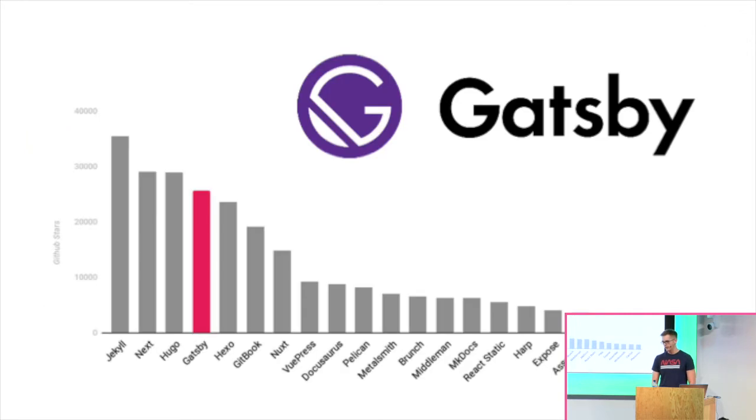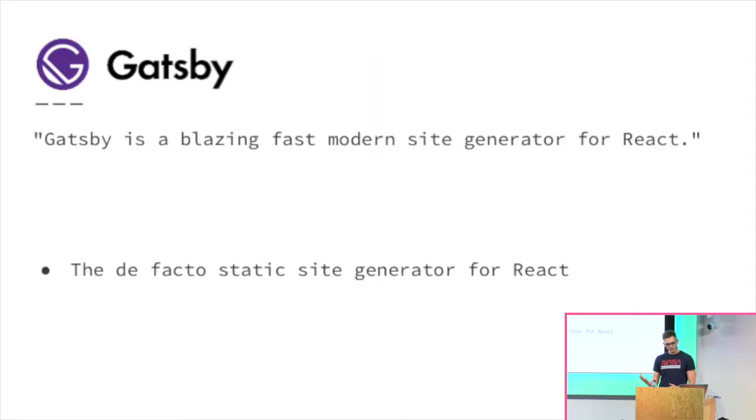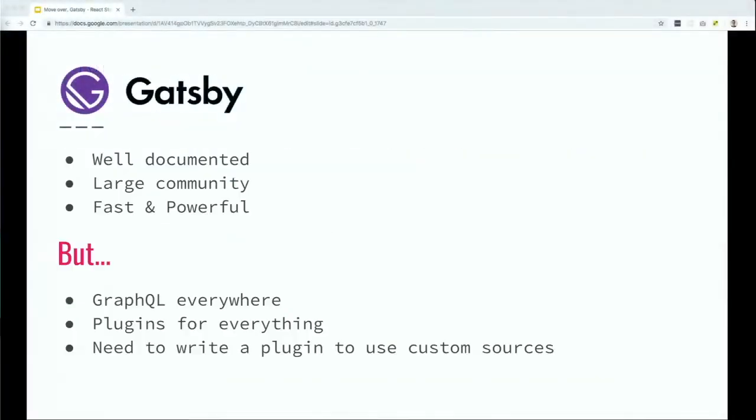So we kept looking. And we looked at Gatsby, which right now is basically the de facto static site generator for React. It's basically everywhere. It's becoming a startup in its own sense. Gatsby, in short, is well documented. It's got a huge community. It's really fast and really powerful. It's basically what everyone's looking for.